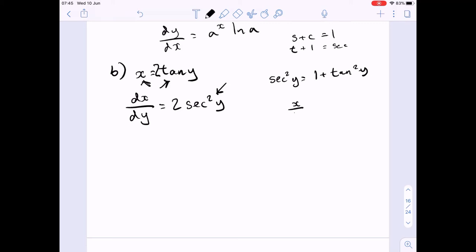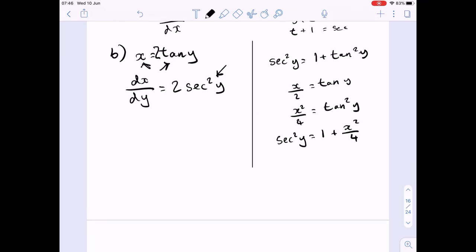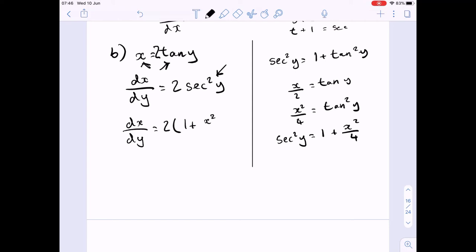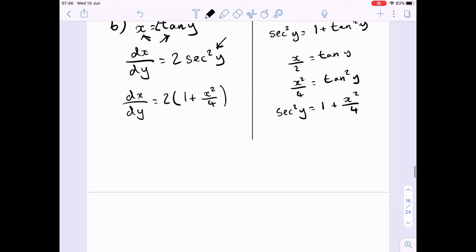If I know this, I also know x over 2 is going to equal tan y. So x squared over 4 is going to equal tan squared y, isn't it? So sec squared y is going to equal 1 plus x squared over 4. I know we like it to be in one column normally, but for this one, this is sort of side working for me. So I can say dx by dy is going to equal 2 times 1 plus x squared over 4. And if I expand this out, dx by dy is 2 plus x squared over 2.